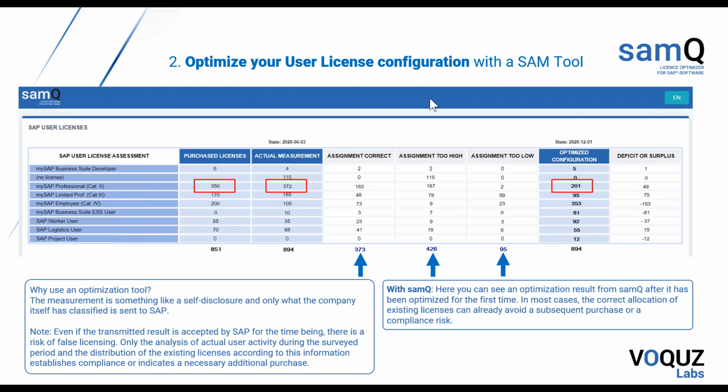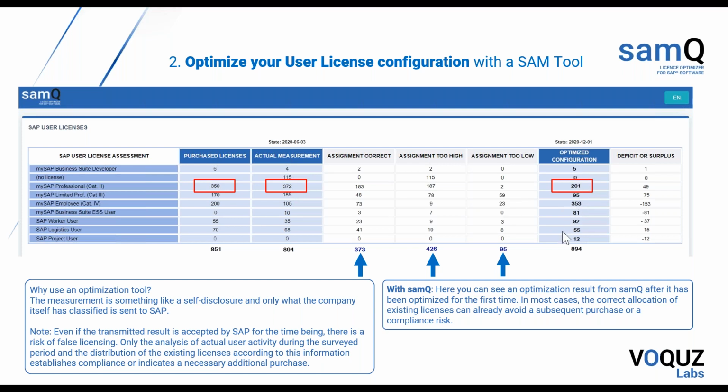What does that mean really? If you look at this report that we use in our tool, you can see the different user types on the left side here that the client has purchased. And you can see the quantities that are manually entered into the tool out of your SAP contracts, bill of materials, etc. And then you have a measurement of how the system is configured right now. So for example, here this client purchased 350 professional users, and he has actually 372 users, over all systems, which have assigned a professional user license.